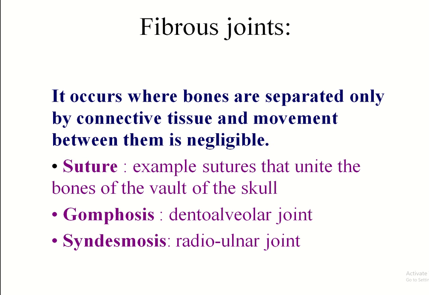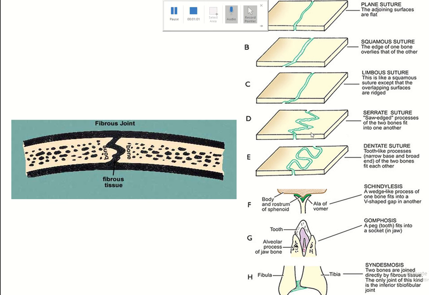Fibrous joint. It occurs where the bones are separated only by the connective tissue and movement between them is negligible. There are three types of fibrous joint present. The suture, which is usually found in the bones of the vault of the skull; gomphosis, the dentoalveolar joint; and syndesmosis, the radioulnar joint. These are the different types of suture joint: plane, squamous, limbous. This is the gomphosis, and this is the syndesmosis.